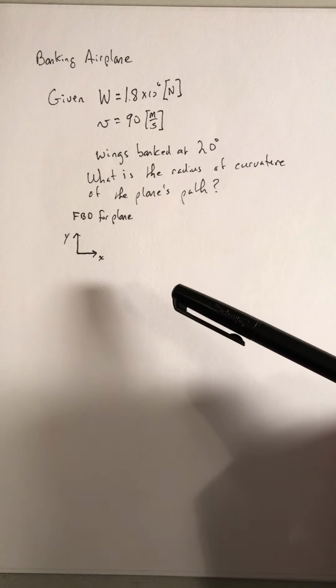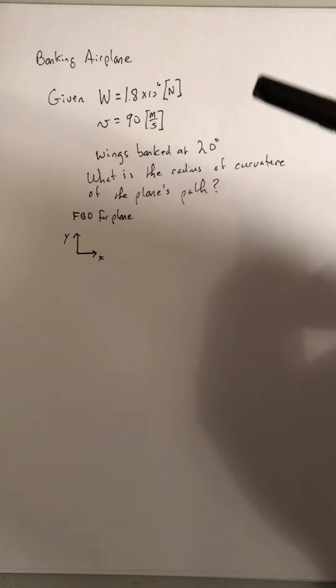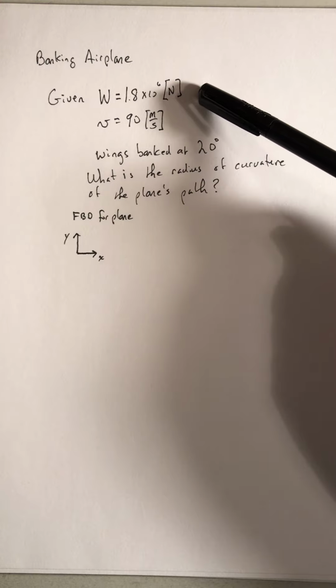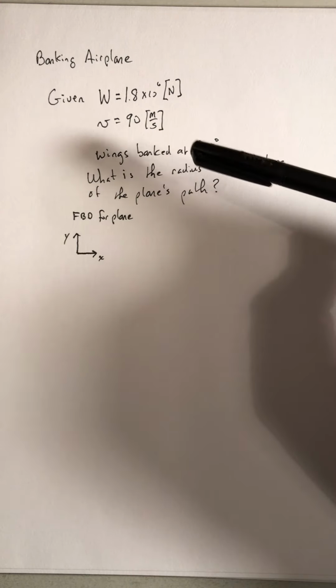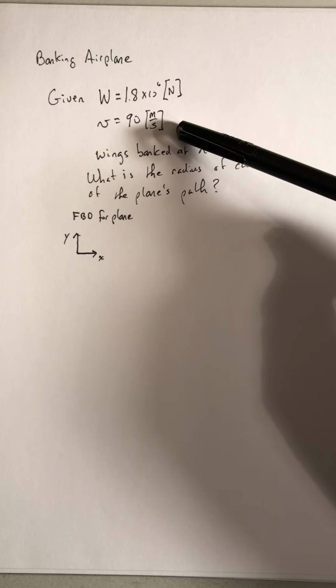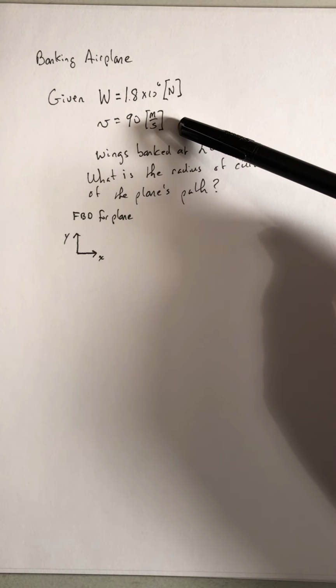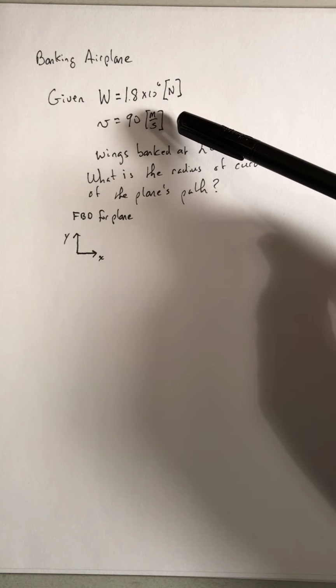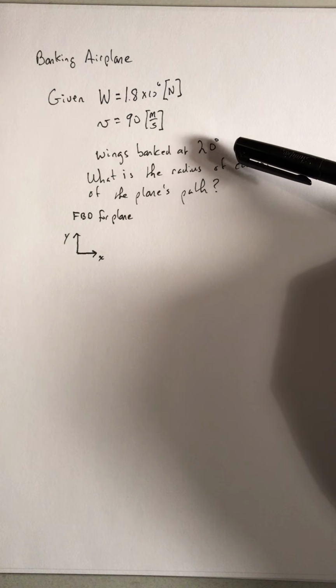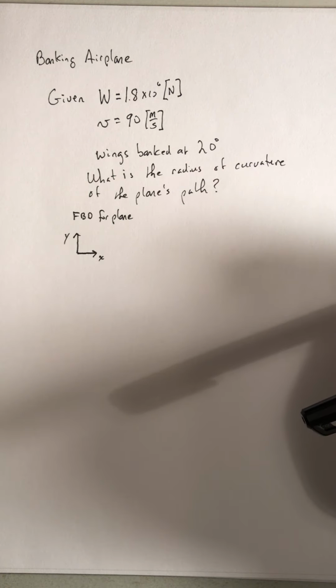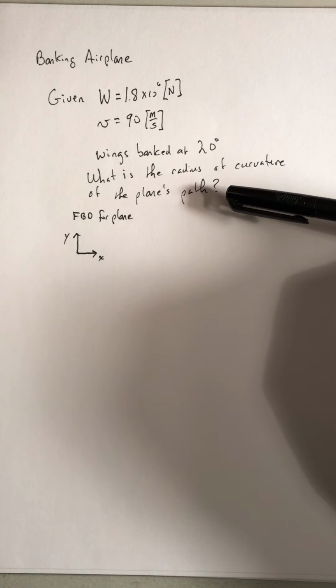waiting for its chance to come in and land. What we're given in the problem is the weight of the airplane, not its mass. So the weight in newtons, its speed is currently 90 meters per second, so that's about 180 miles an hour. And the wings are banked at 20 degrees. We want to find what's the radius of curvature of the plane's circular path.